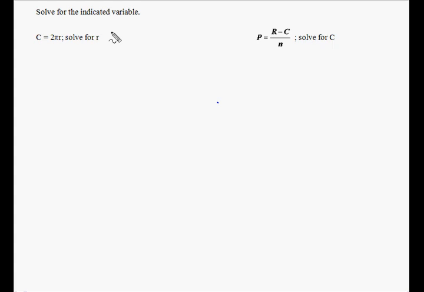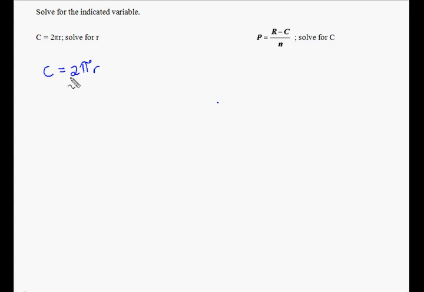Let's look at an example of solving a literal equation, an equation that contains more than one variable. C equals 2 pi r. We're going to solve for r. C is a variable, but so is r. Pi is not. Pi is a number. So I'm going to write that equation, C equals 2 pi r, and try to get r alone.